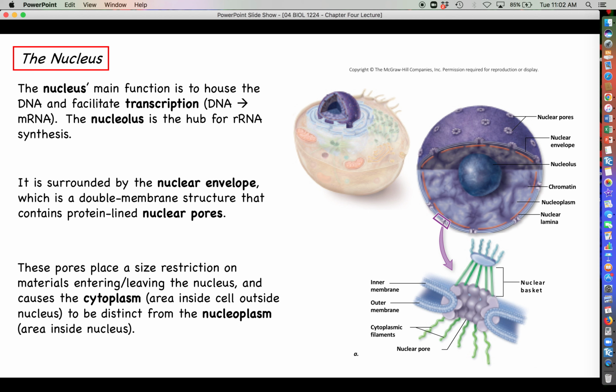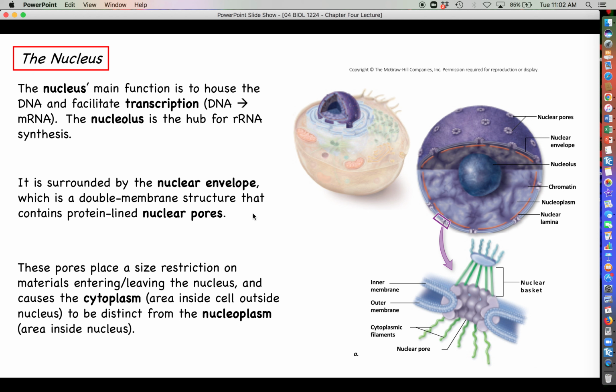Now, as far as the nucleus itself goes, if you for now ignore all of the DNA that is stored inside in the form of chromatin, the nucleus itself is surrounded by a set of double membranes. This is called the nuclear envelope. You can see down here we have an inner membrane and an outer membrane. So this is a double membrane structure, but you'll notice here that the nuclear envelope has little pores in it, kind of like Swiss cheese. These nuclear pores are going to place a size restriction on any materials that are imported into the nucleus or exported out of the nucleus.